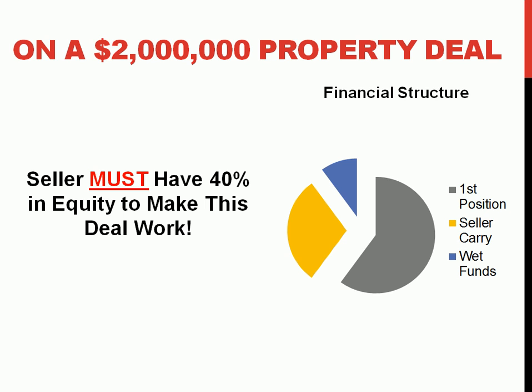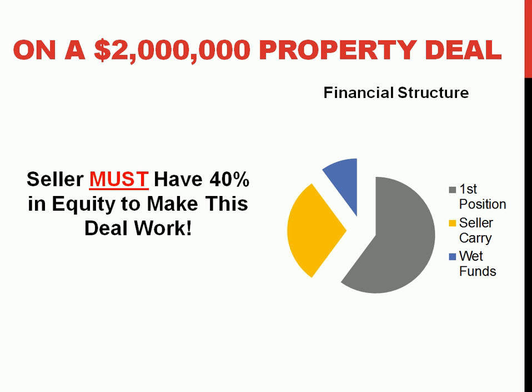So for example, now you have your 60% LTV. So you have on a $2 million property, you have 60%. So that's $1.2 million. That's going to be a first position loan. The rest will ultimately be seller carry, which means you have 30%, so you have $600,000 that's going to be seller carry on this particular property deal, but then you need 10% down, 10% cash down, which would be $200,000.